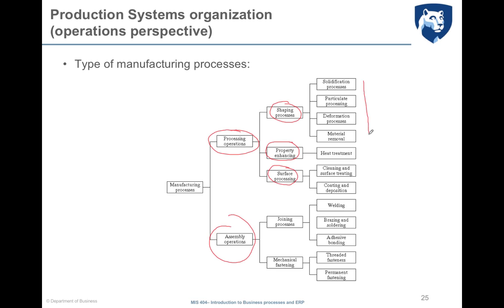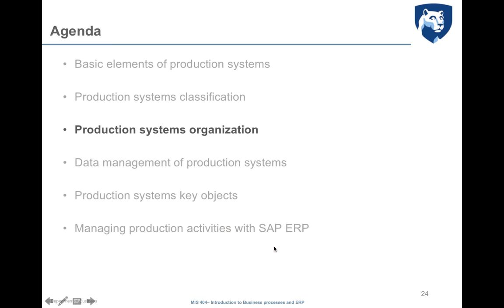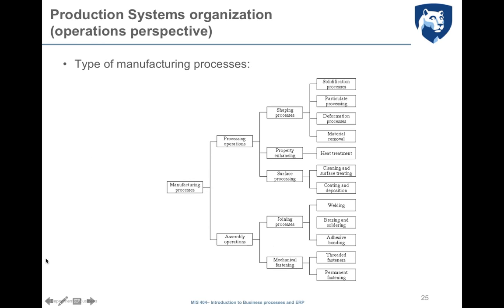And here you see some examples of operations that fall within these categories. Assembly operations instead can essentially be joining processes, so putting together different components, or mechanical fastening. So just to give you an understanding of the technical aspects that the production process needs to manage.